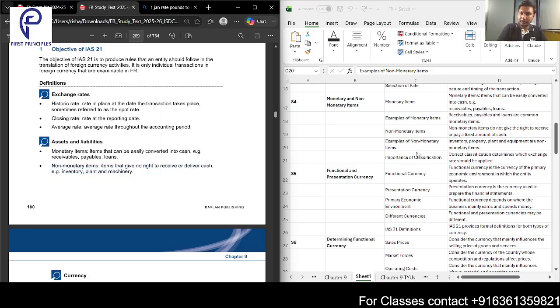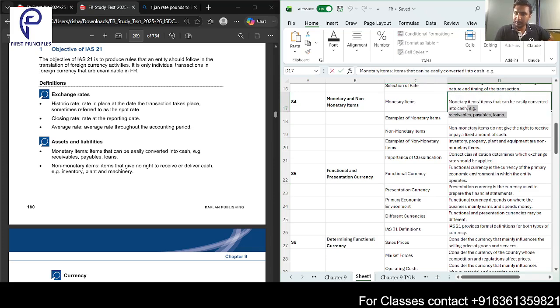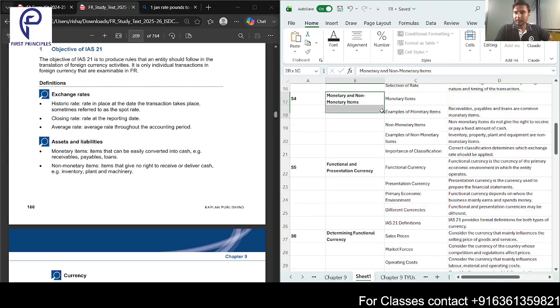And these examples are important because they will help you remember it. Okay, monetary items are items that can be easily converted into cash: receivables, payables, and loans. This has been given here separately, so I'll write it twice. Examples are there. Non-monetary items cannot be easily converted to cash. You can recollect it like that.